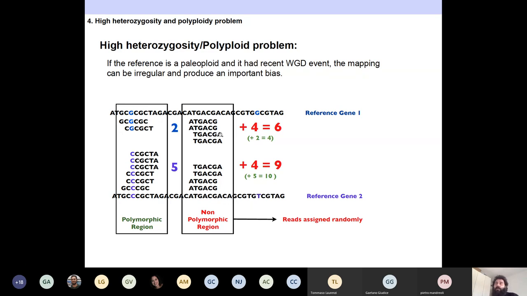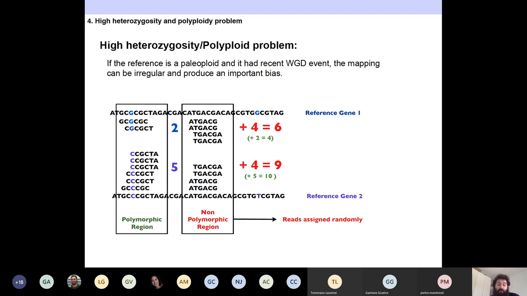And because they map equally in both genes, you are going to modify what should be the expression, no? In this case, you will have 4 and 4. So if you sum 2 plus 4, it will be 6, and 5 plus 4 will be 9. But the expression should be 2 plus 2 equals 4, and 5 plus 5 equals 10. So you can see how these effects will produce these kinds of errors, okay?